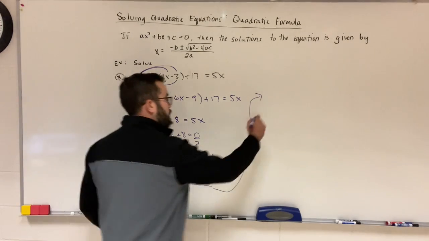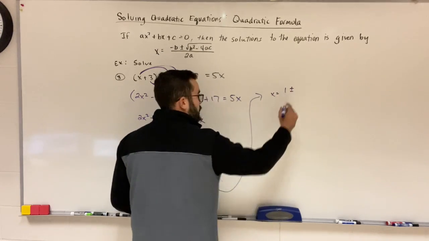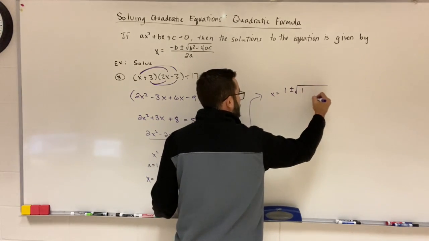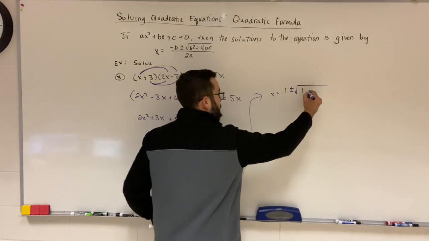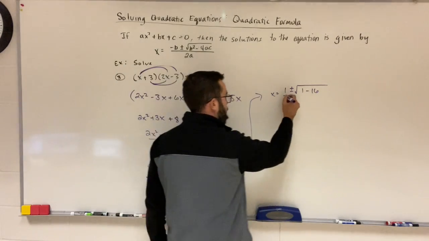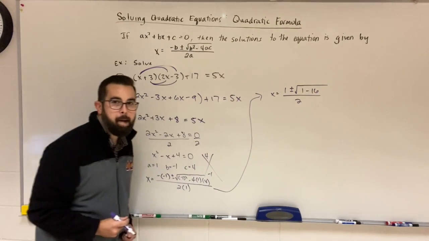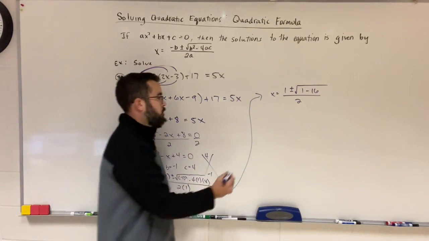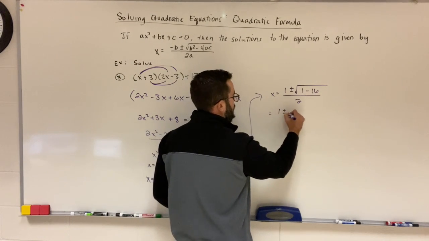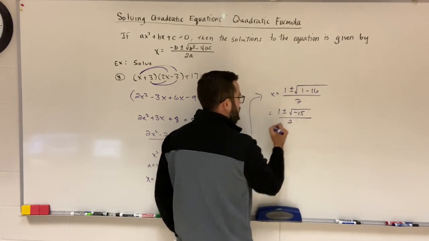All right, I need to simplify this. So I'm going to have x equals 1 plus or minus, -1 squared is 1, minus 16, all over 2. Simplifying some more, I'd have 1 plus or minus the square root of -15 over 2.